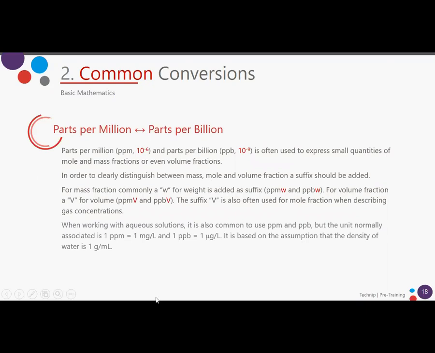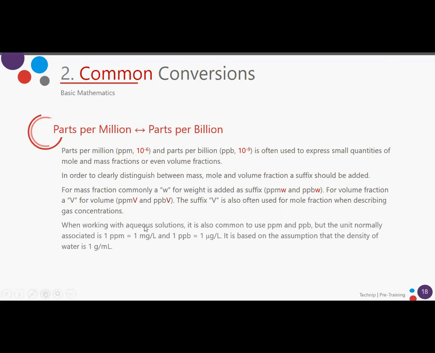Okay. So, in the next conversions, we will talk about parts per million and parts per billion and how to convert between both of them, but also some other common concentrations. So first the definition: parts per million, or ppm, or 10 to the power of -6, and parts per billion, also expressed as ppb or 10 to the power of -9, is often used to express small quantities of mole or mass fractions or even volume fractions.